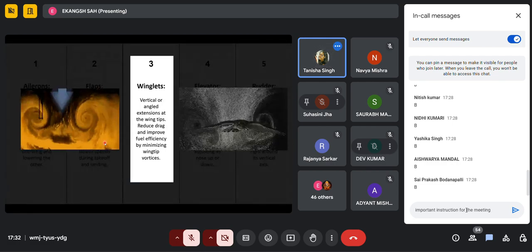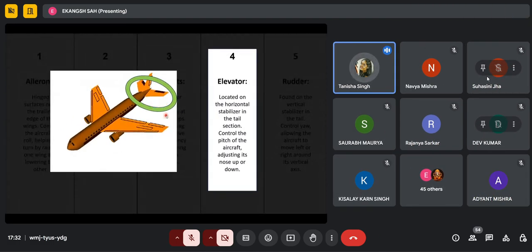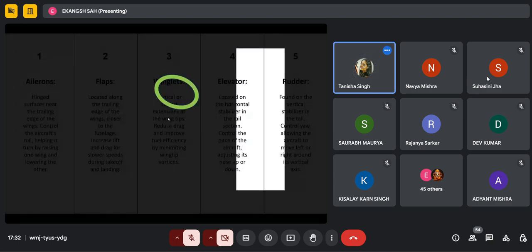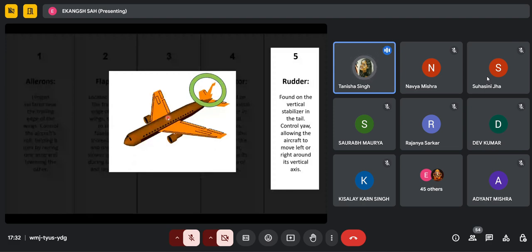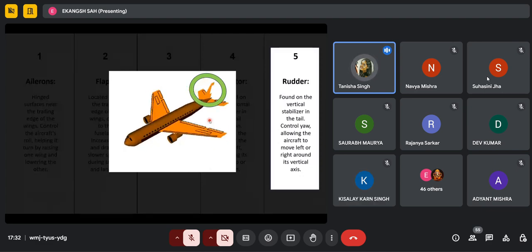Moving forward, we have an aircraft's elevator, which is a flight control surface that controls the pitch of the aircraft, which is the movement about the aircraft's lateral axis. Elevators are usually located at the rear of the aircraft, attached to the horizontal stabilizers by hinges. Next, we have an aircraft's rudder, which is the movable surface that controls the aircraft's yaw, or rotation around its vertical axis. It's usually attached to the vertical stabilizer or fin at the rear of the aircraft.